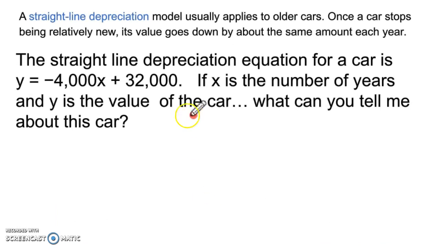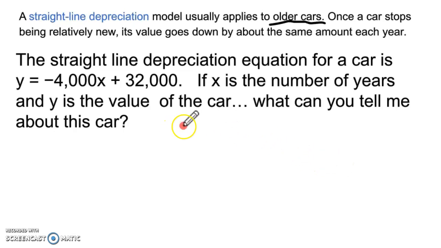All right, so again, the straight line depreciation model generally applies to older cars, usually at least a year or two old. Once that car stops being relatively new, it definitely goes down by the same amount. So here is an equation that is modeling a car. See what you can tell me about the car. Go ahead and pause the recording for a moment. Think about this equation. See what you know about the car just based on this.